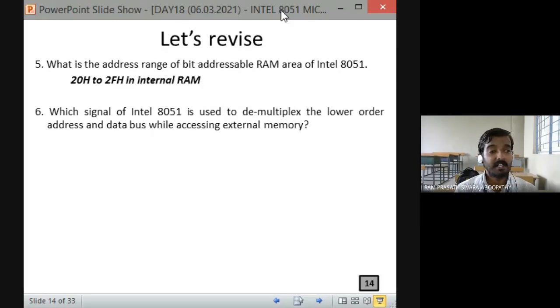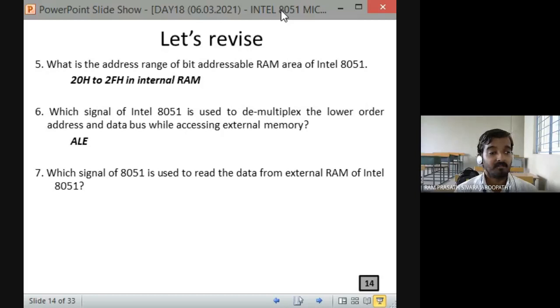Which signal of Intel 8051 is used to demultiplex the lower order address and data bus while accessing the external memory? Yes, very good. Many of you are typing the correct answer. ALE.